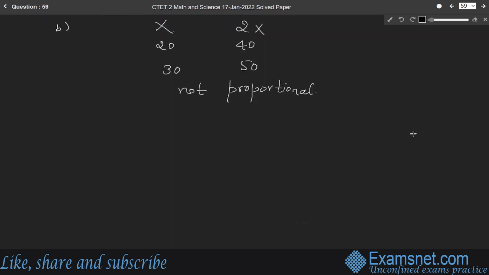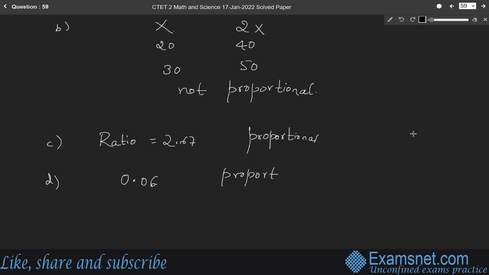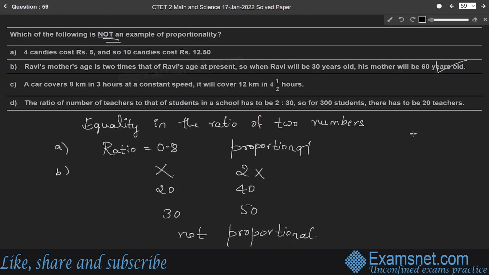Check with option C and D. In option C, the ratio between the distance and time is 2.67, whether it is 8 kilometers or 12. Hence, it is proportional. So, in option D also, the ratio of teacher to student is 0.06, whether it is 2 teachers or 20. Hence, it is proportional. Therefore, the correct answer is option B.